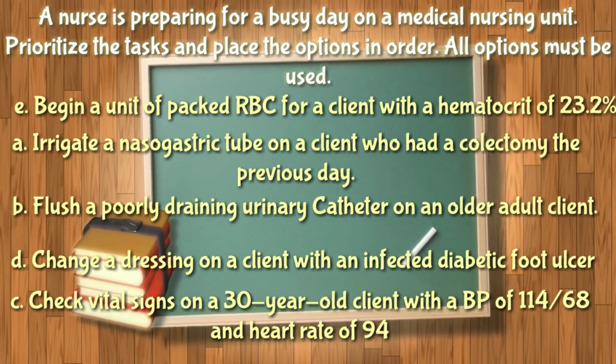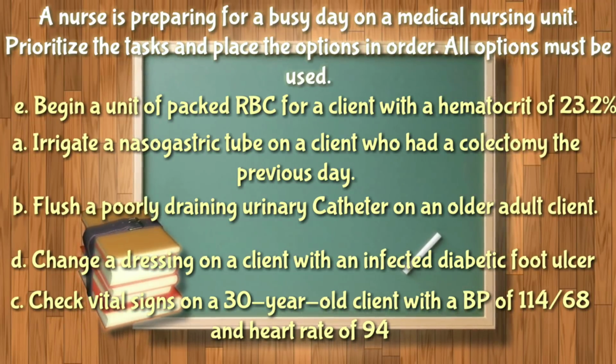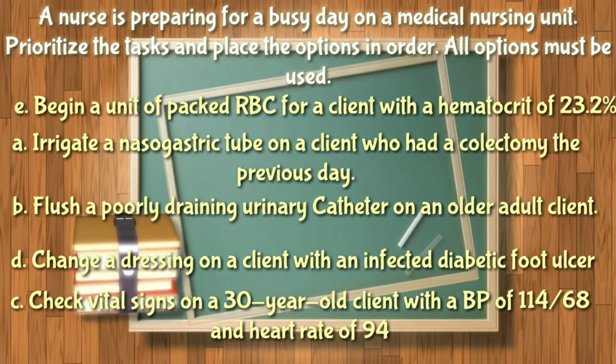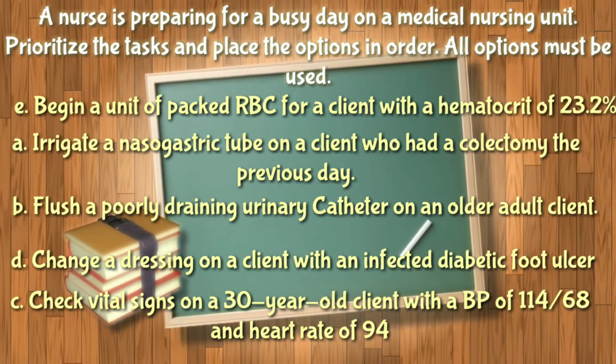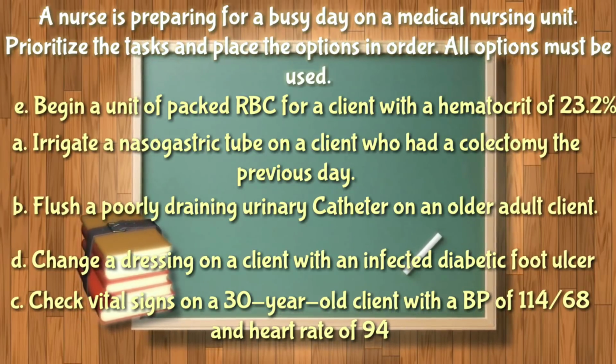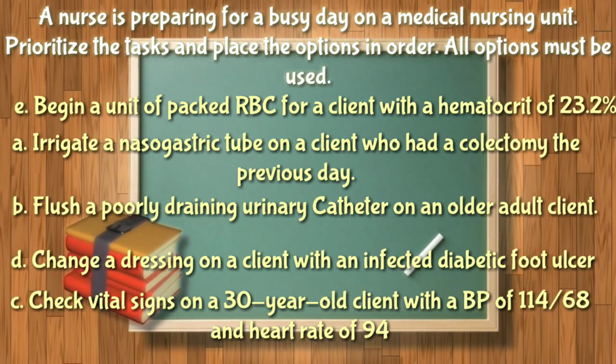Then the last one is letter C, which is finally, the nurse would recheck the normal vital signs on the 30-year-old or delegate them to an unlicensed assistant. So that's it. The final answer is letter E, letter A, letter B, letter D, and letter C. So as easy as that.